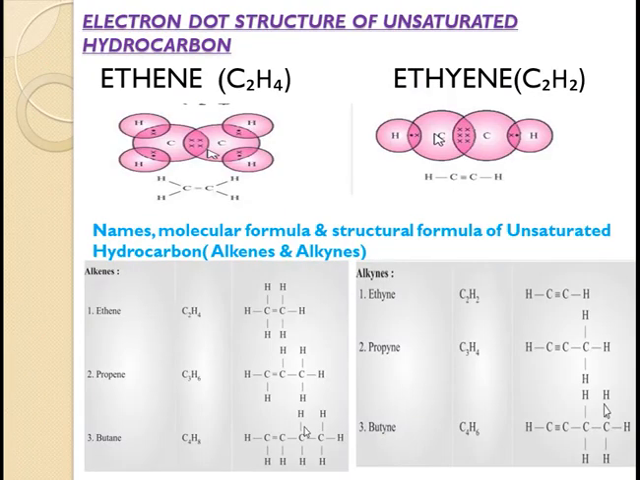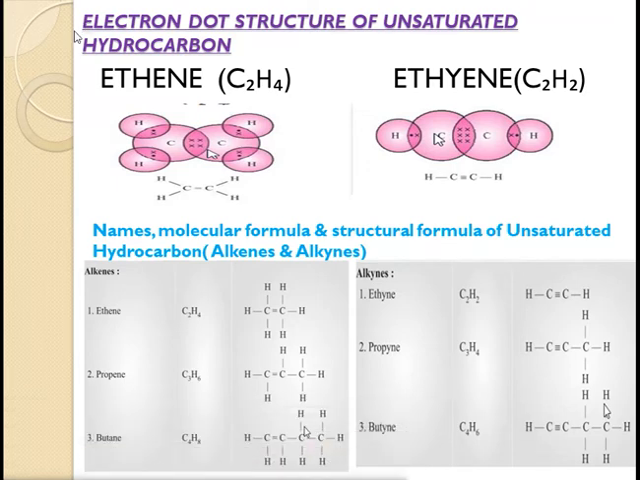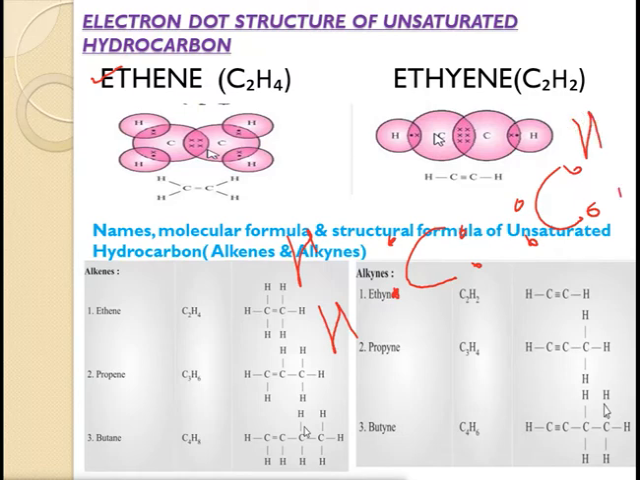Next, let's come to the electron dot structure of unsaturated hydrocarbons. Unsaturated again means double and triple bonds. First take the example of ethene. The molecular formula of ethene is C2H4, meaning 2 carbon atoms and 4 hydrogen atoms. One carbon atom will have 4 electrons: 1, 2, 3, 4. The other carbon atom will also have 4 electrons. And 4 hydrogen atoms are also there: 1, 2, 3 and 4. They will also have 4 electrons among themselves.